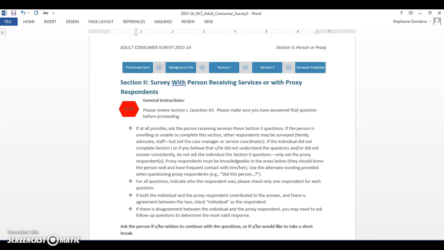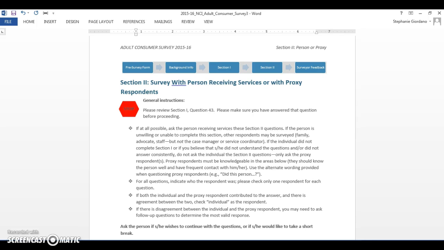First, this part of the survey can be conducted with a proxy respondent. However, it's always preferable to have the individual answering these questions when possible. If the person is going to have a proxy respondent help with these questions or answer the section for them, we want to make sure that the proxy is somebody who knows the person well and who knows their daily activities. A reminder here as well, the proxy respondent cannot be the person's case manager or service coordinator.